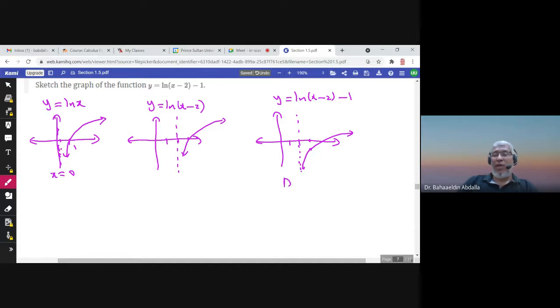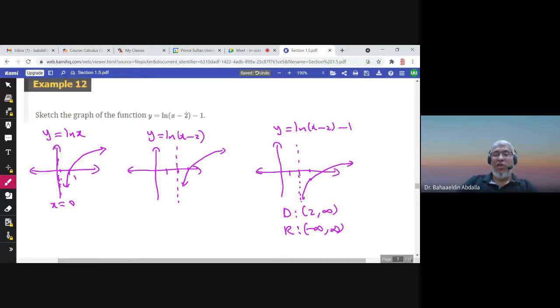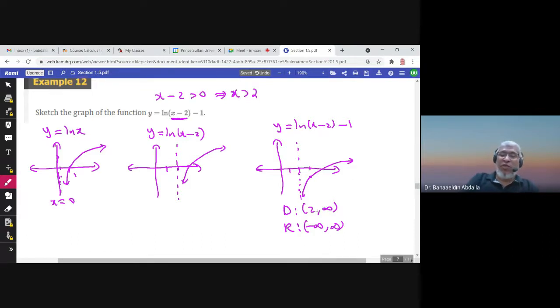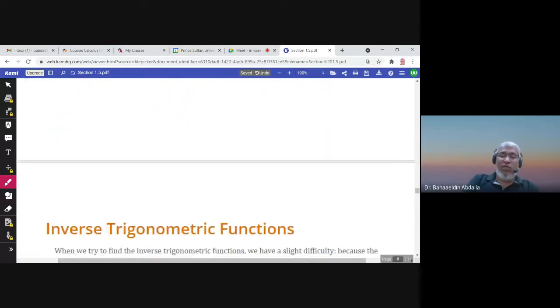What is the domain? It's from 2 to infinity, and the range is from negative infinity to infinity. For the domain of any logarithmic function, what is inside the ln should always be positive. So x minus 2 should be greater than 0, so x should be greater than 2. And the domain is from 2 to infinity, which we also see from the graph.